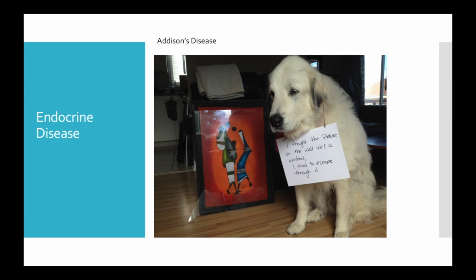So dogs who have high stress and Addison's disease don't do particularly well because it is an illness that's kicked into high gear during stressful times.